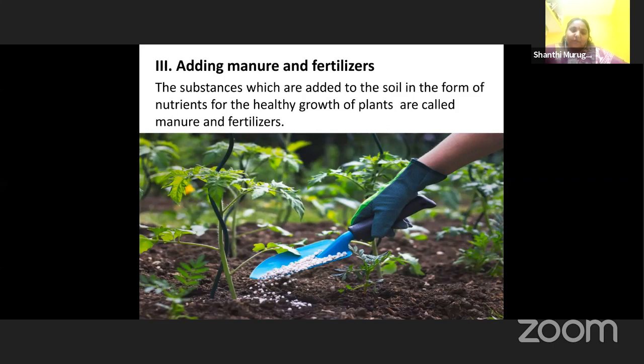So my point is fertilizers do not provide any humus to the soil, but manure will provide a lot of humus to the soil. The next thing is fertilizers are very rich in plant nutrients like nitrogen, phosphorus, and potassium. But manure is relatively less rich in soil nutrients. There are two types of nutrients, macro and micronutrients. You will study these in higher classes. Just understand there are two types of nutrients for plants, macronutrients and micronutrients.